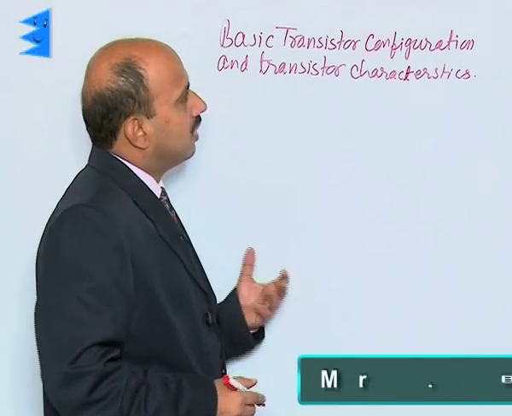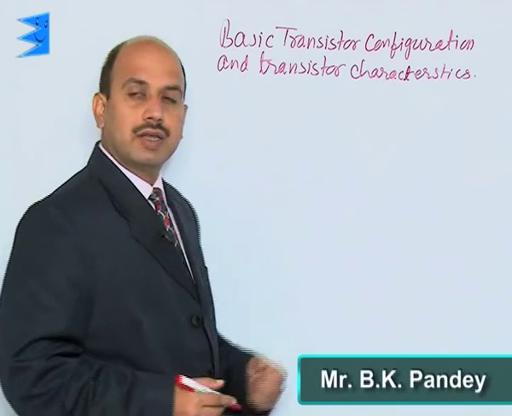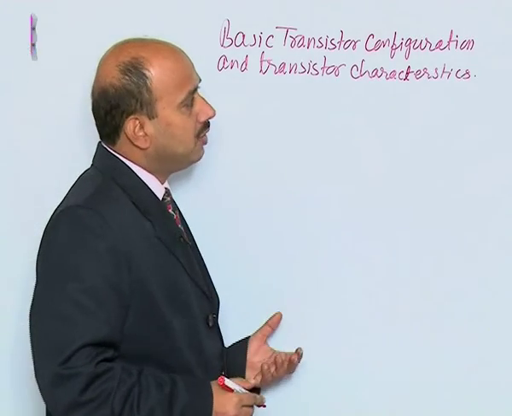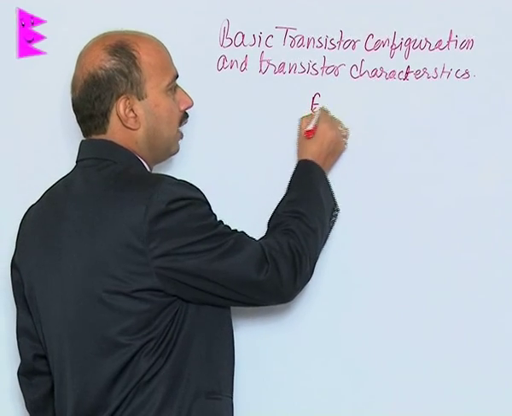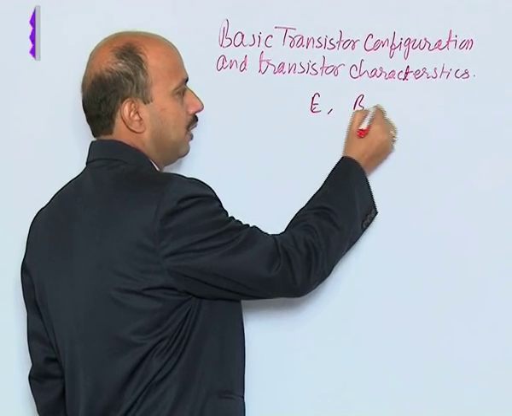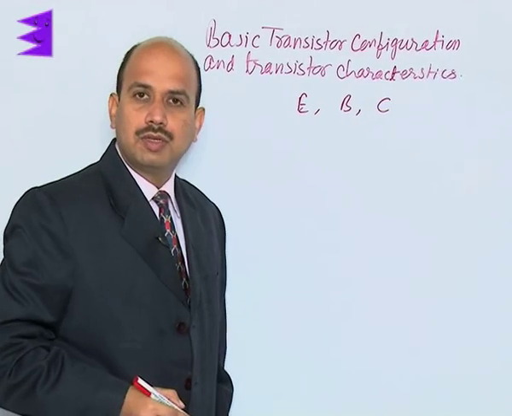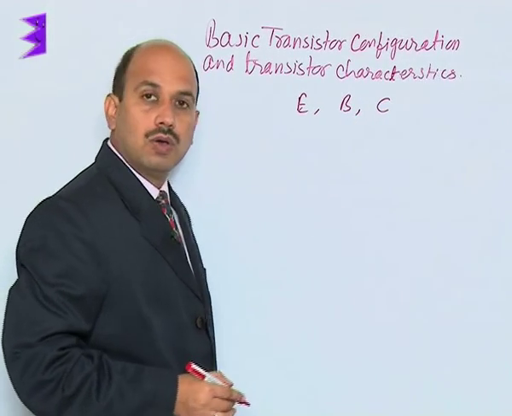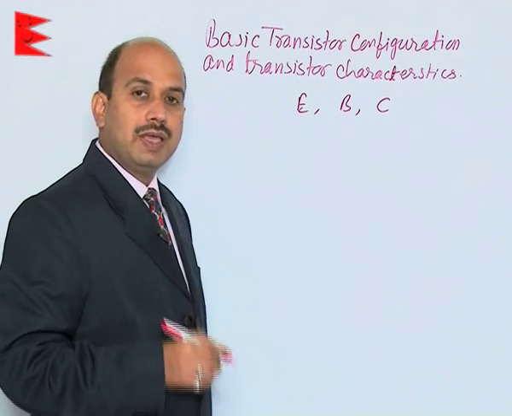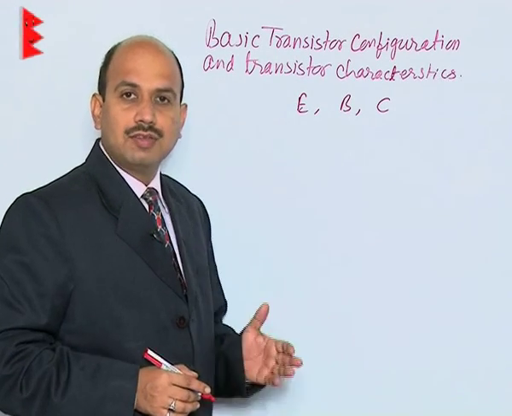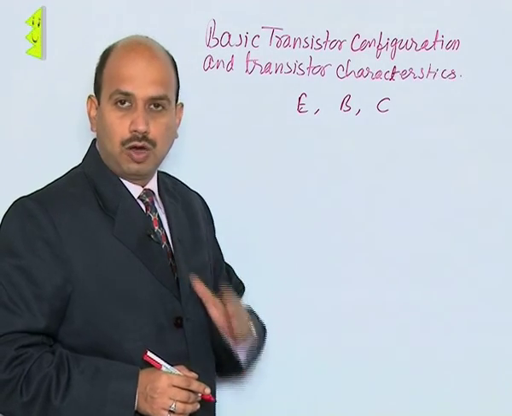Now see here, basic transistor configuration and transistor characteristics. We have seen the transistor has 3 terminals: one is known as the emitter, another is the base, and another is the collector, represented by C. And now we have seen the circuit diagram for the working of the transistor. Base was common to both the sides, the input side and the output side.